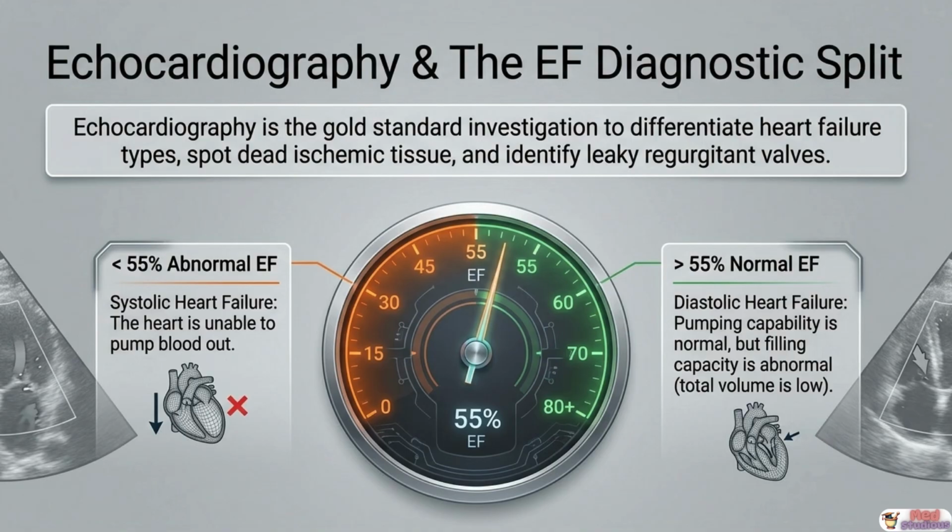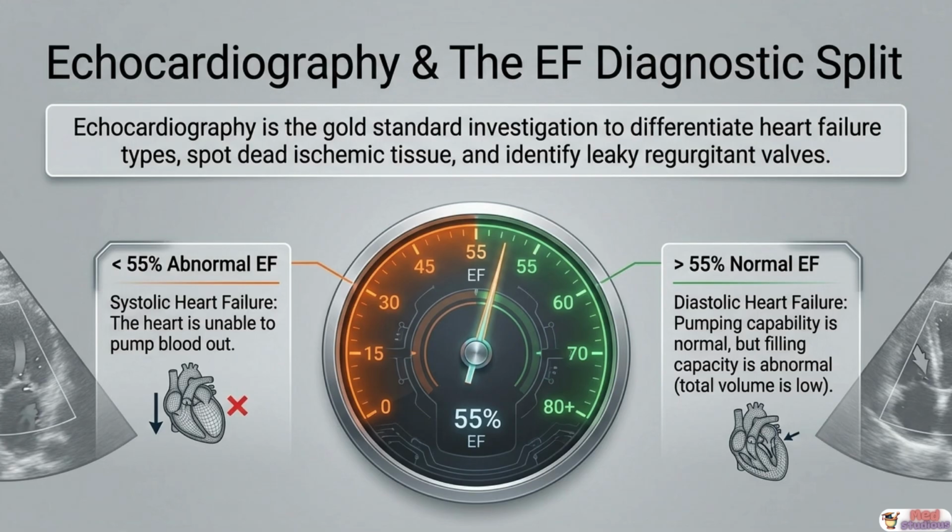When the ejection fraction is normal, above 55%, and heart failure symptoms are still present, the diagnosis is diastolic heart failure, HFpEF. Here, pumping capability is mechanically intact, but the small, stiff, hypertrophied chamber accepts too little volume during diastole. The ejection fraction can be deceptively normal or even elevated, masking the critically low absolute stroke volume.